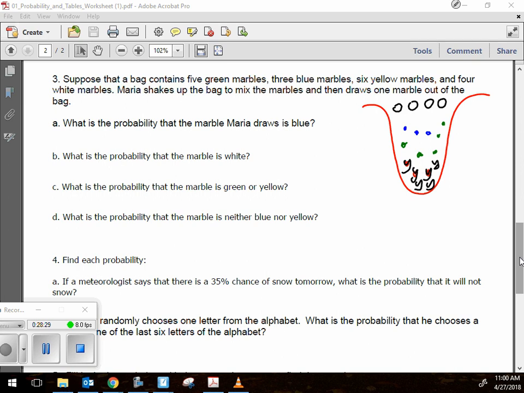Do you have to do this? No, but I really do think it helps. Now you can see it. If you reached into that bag, what are you most likely to get? Well, what's there the most of? Yellow. Yellow is the one that's most likely.